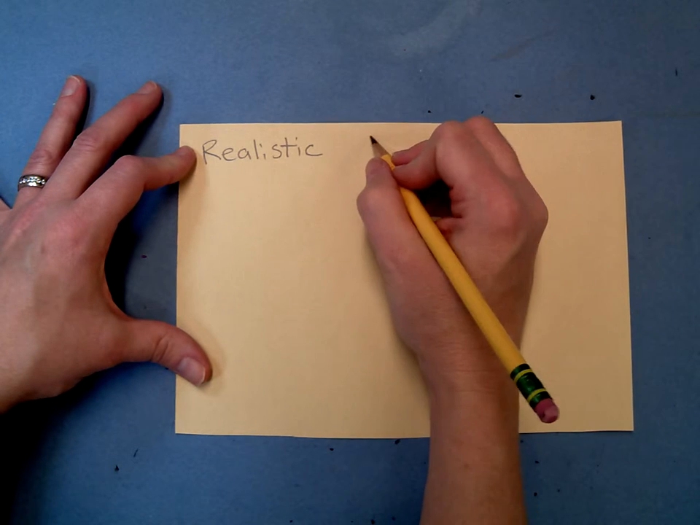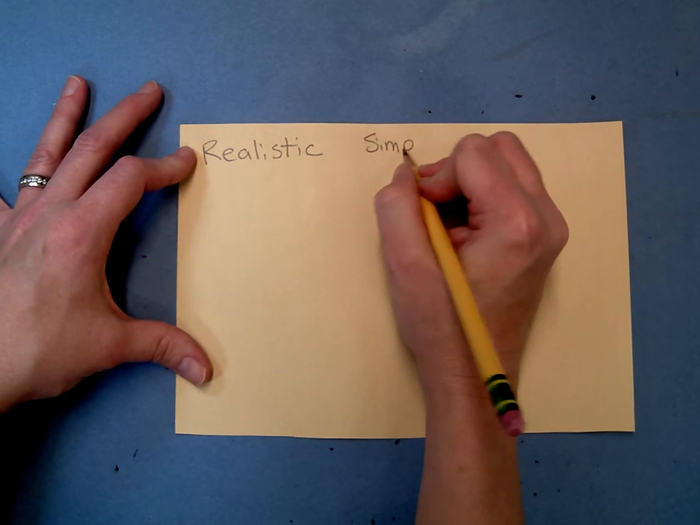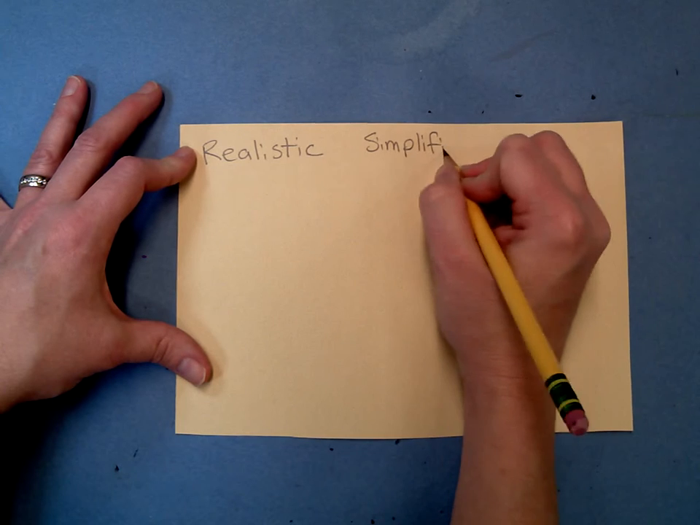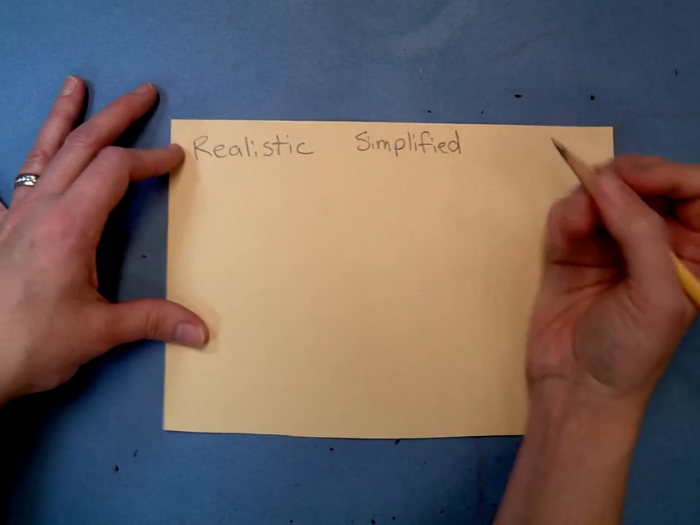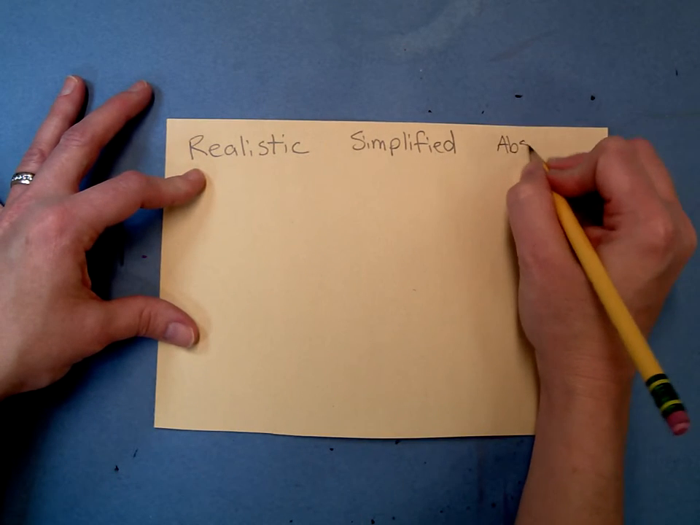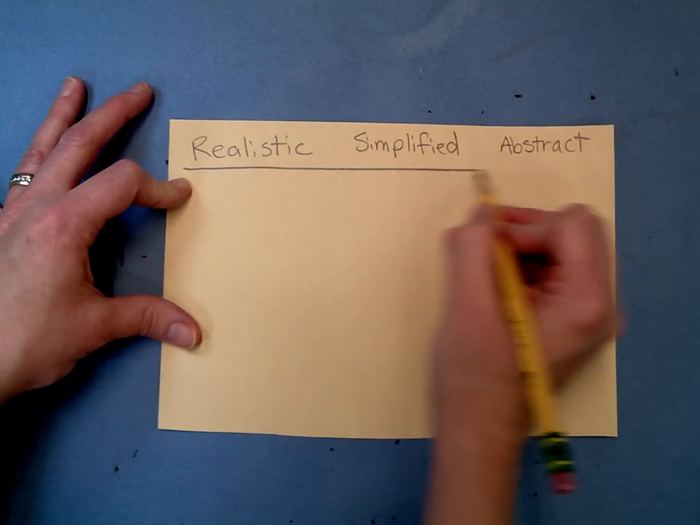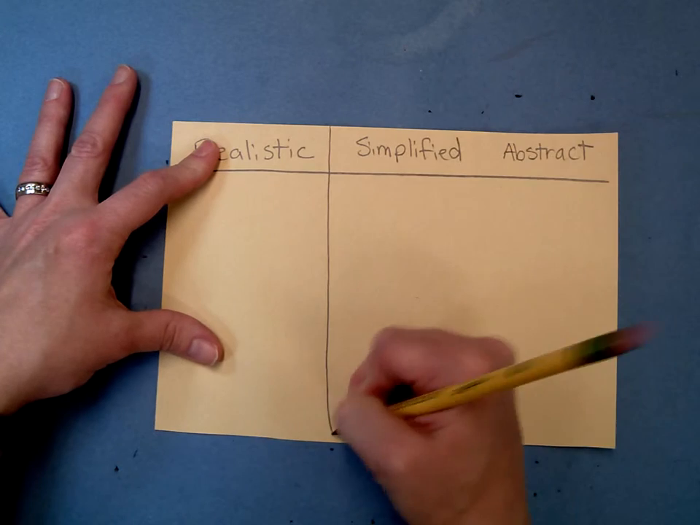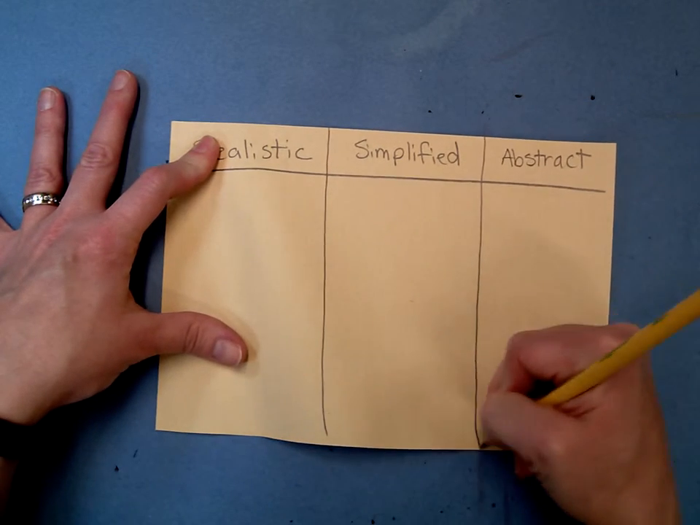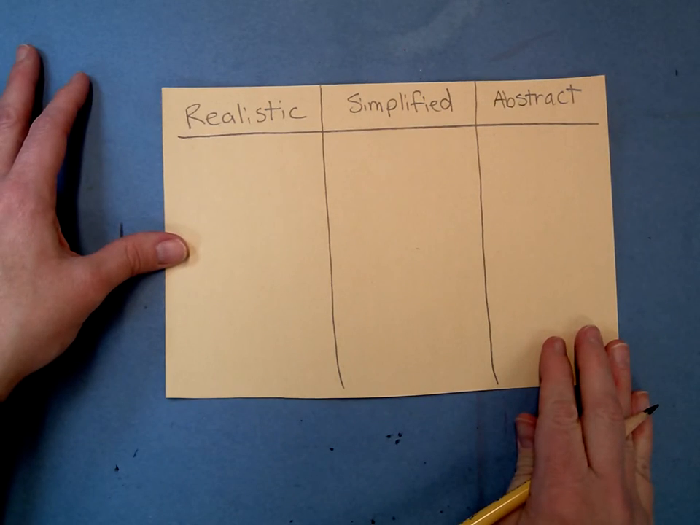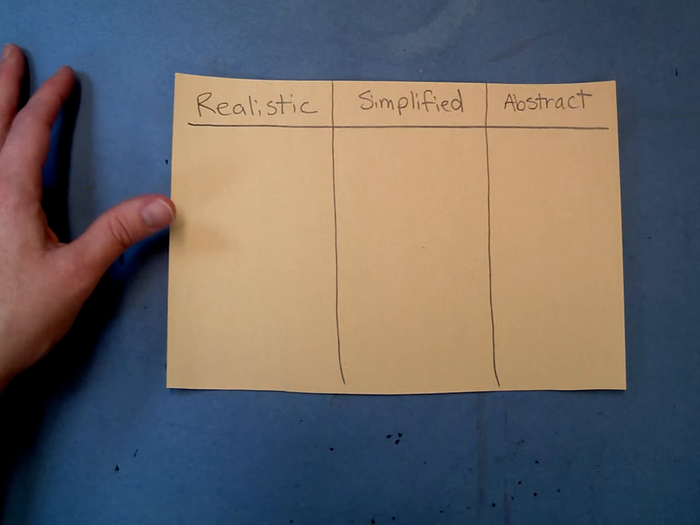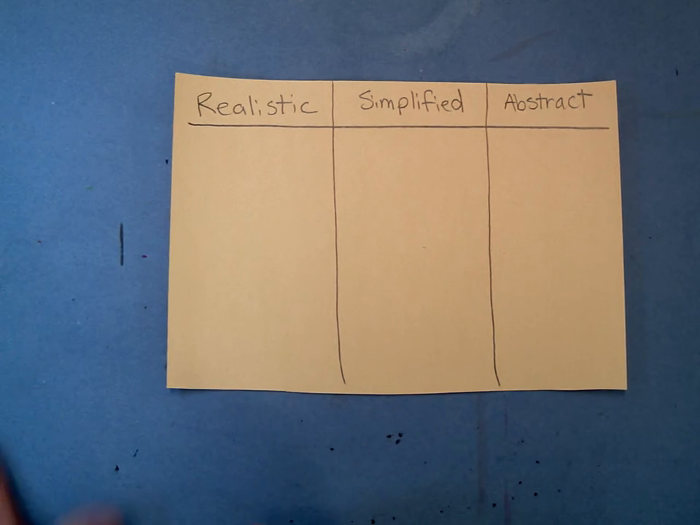realistic, simplified, and abstract. I'll divide my paper, and then we'll draw a facial feature to represent those 3 different categories.